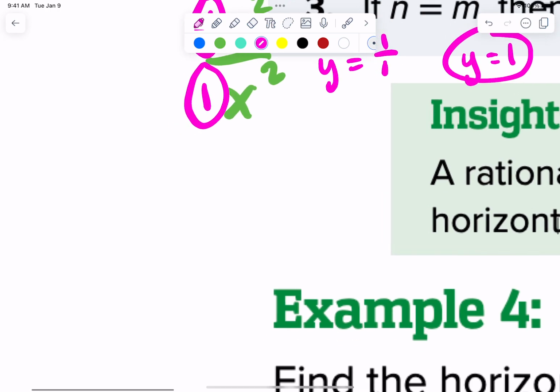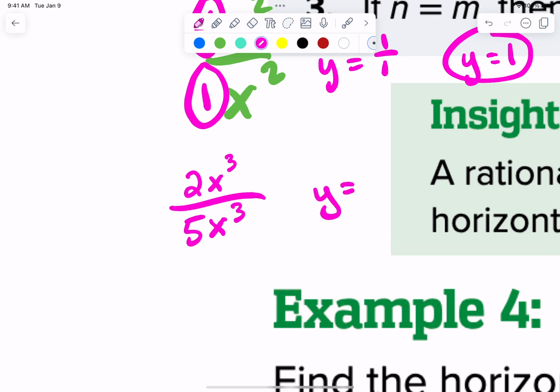It's a little bit more exciting if you have like 2x cubed over, let's say, 5x cubed. What would my HA be then? 2/5, right? It's just the leading coefficients. If the degrees are exactly the same, you take the number out in front and that's what your HA will be at. Okay? Good?